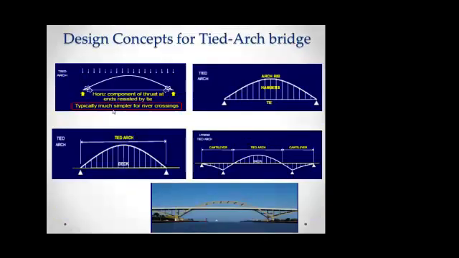And what is the design concept for the tied arch bridge? The horizontal component works in a similar way. Here the load is applied, and instead of deflecting, it is conveyed through the thrust. Because the two ends of the arch are tied by the tie member, the horizontal component of the thrust at the ends is resisted by the tie, which acts as a tension member.